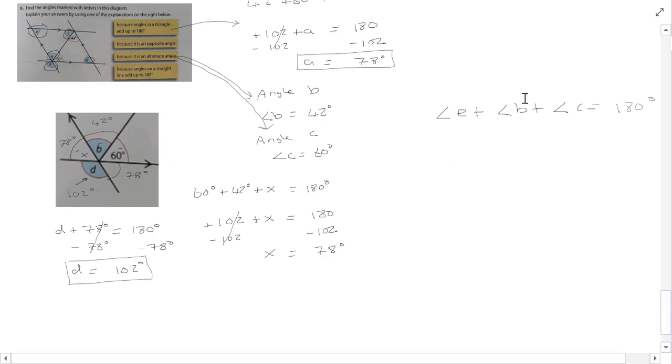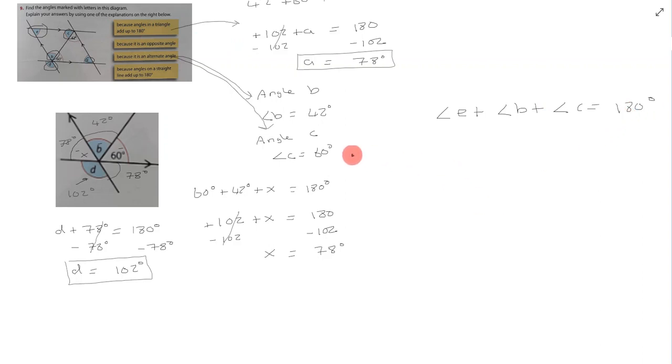Where do we get these from? We have the angle E, which is this angle here, which is what we're trying to work out, the angle B, which is this angle here, and the angle C, which is this angle here. These three angles form a triangle, and because angles in a triangle add up to 180 degrees, they're equal to 180 degrees.